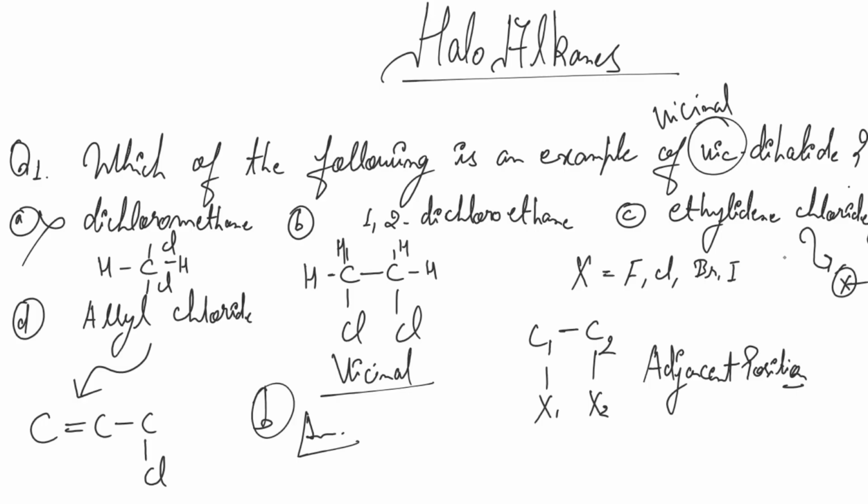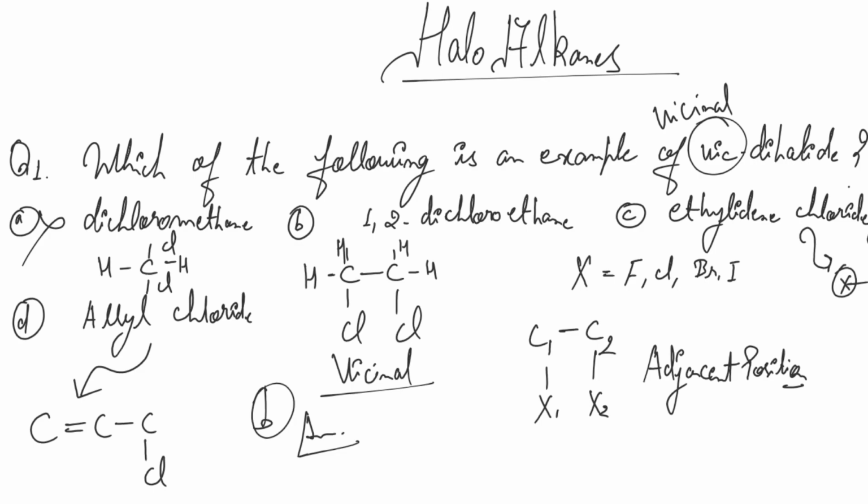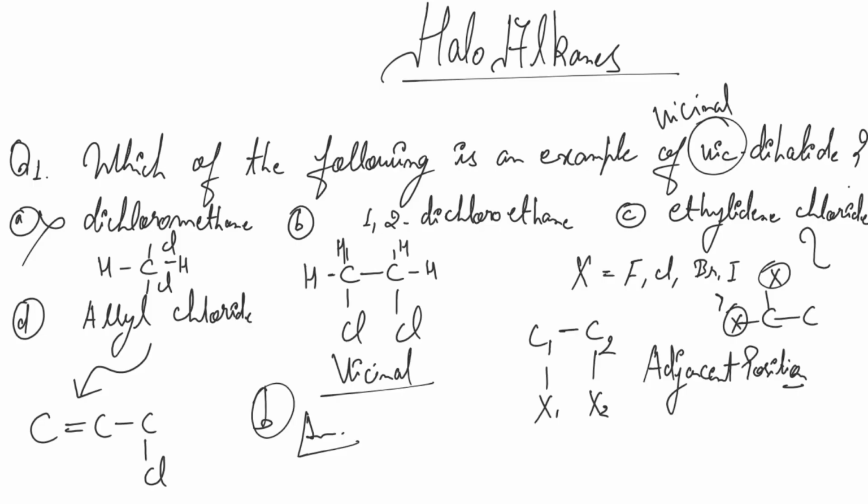Let's see what the next question is. If you write, let me write something here, just a minute. Yeah, so that's the ethylene dichloride that I am talking about, okay? Both the halogens are present on the same carbon, right? Ethylene dichloride. Now let's see the next, the second one, okay? Next question.